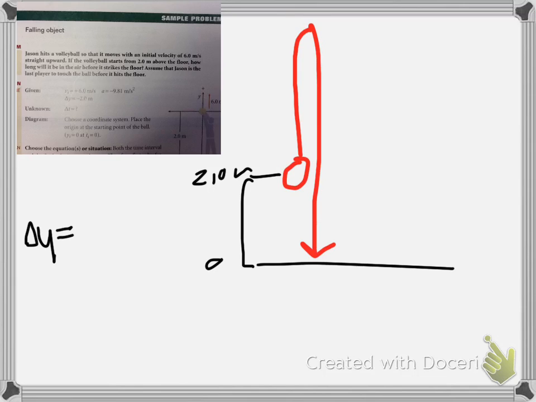And this is delta y. Why is it negative 2 meters? Because its final position is 0 and its initial position is 2. Final position minus initial position, 0 minus 2 gets you negative 2. That matters a lot. That matters a ton. So delta y is negative 2.0 meters.